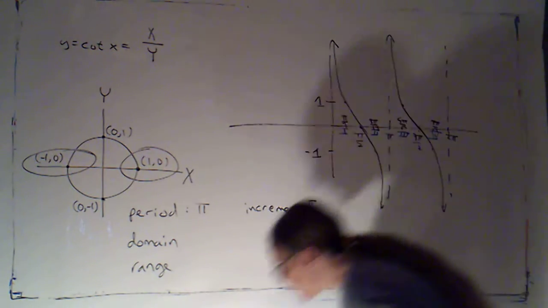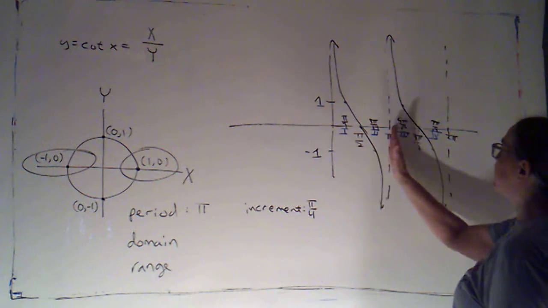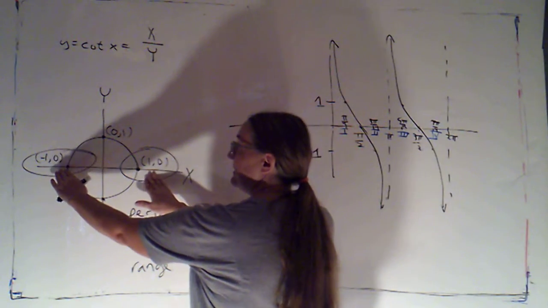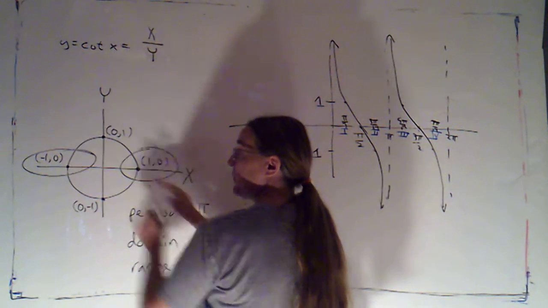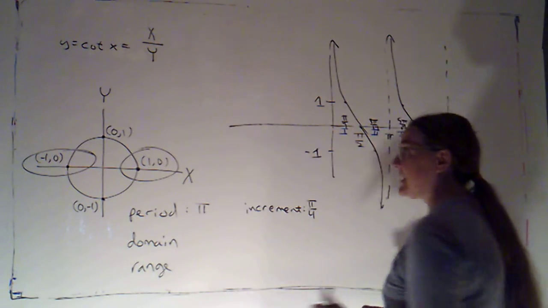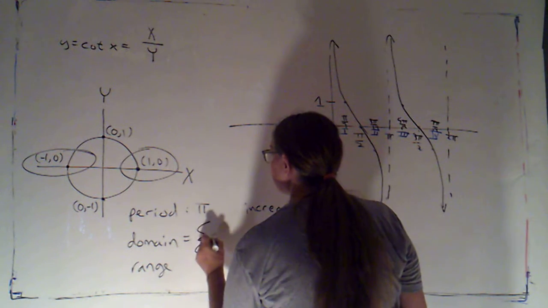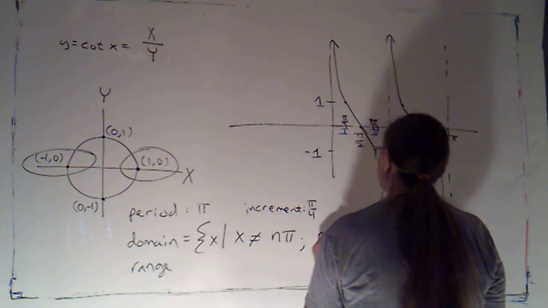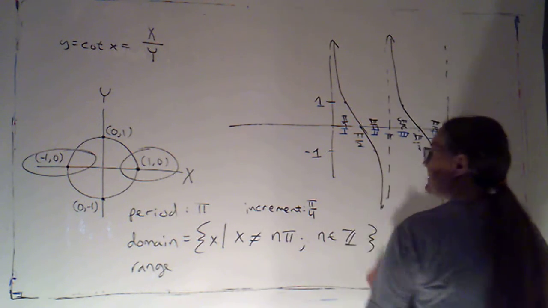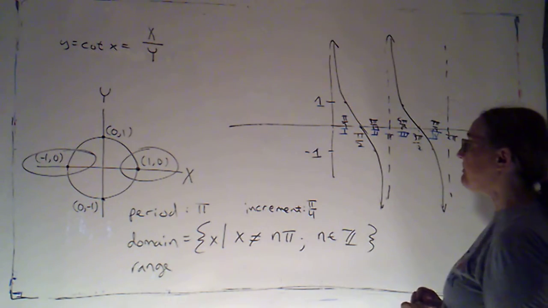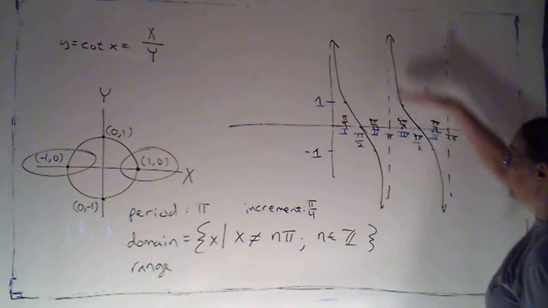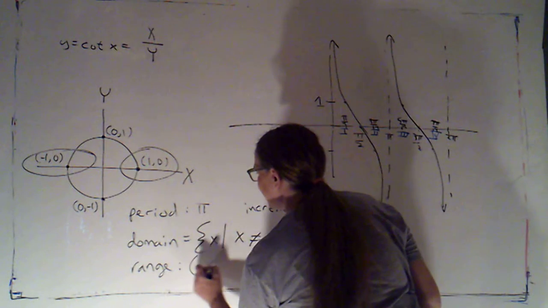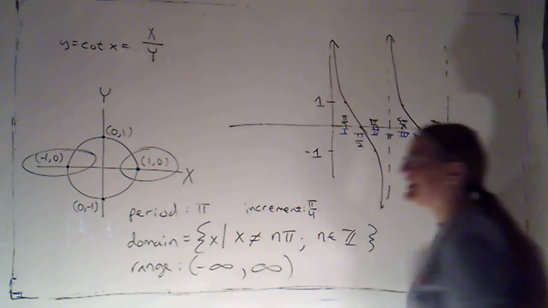Okay, for the domain, again, that's going to be everything except where the asymptotes are. That's going to be everything except angles whose terminal ray passes through one of these points. That's going to be everything except a multiple of pi. So it's the set of all x such that x is not n times pi, where n is an integer. Okay, and the range, very similar to tangent, we're hitting all the y values. So the range is going to be everything from negative infinity to infinity.